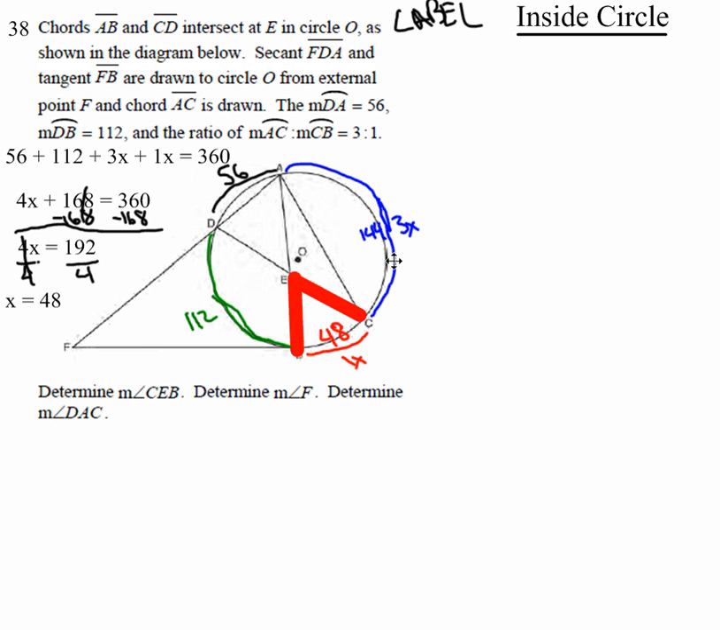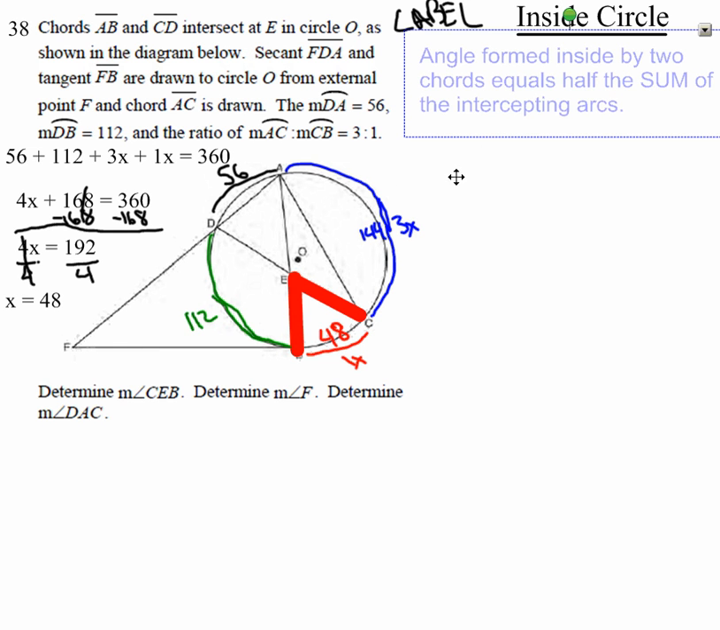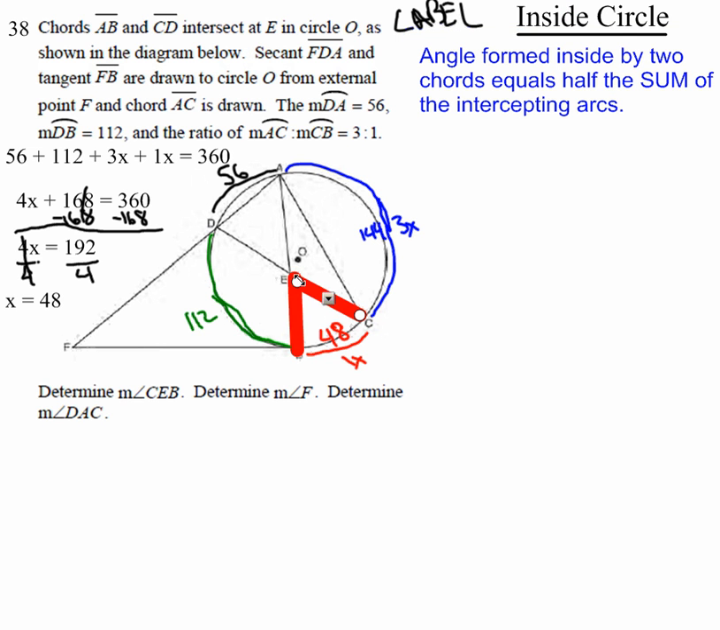Now, how do you find the measurement of an angle inside a circle formed by two chords? The way to do it is to take half the sum of the intercepting arcs. In other words, you have to add the intercepting arcs and divide by 2. What are the intercepting arcs of angle CEB, this angle here?